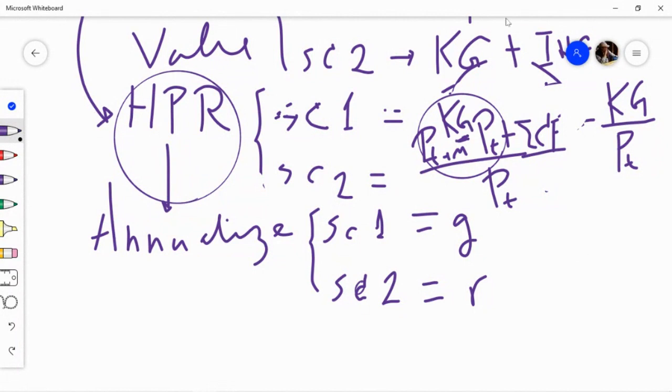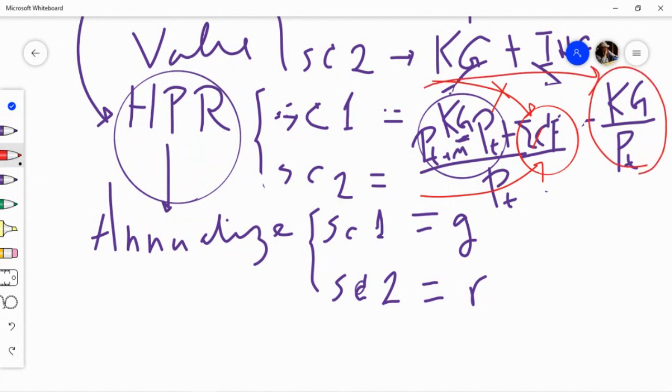Now think about it. In scenario 1, this doesn't exist. It only exists in scenario 2, right? In scenario 1, there's no additional income. Therefore, in scenario 1, it is only this, right? But that's what makes the difference between just the growth rate and return.